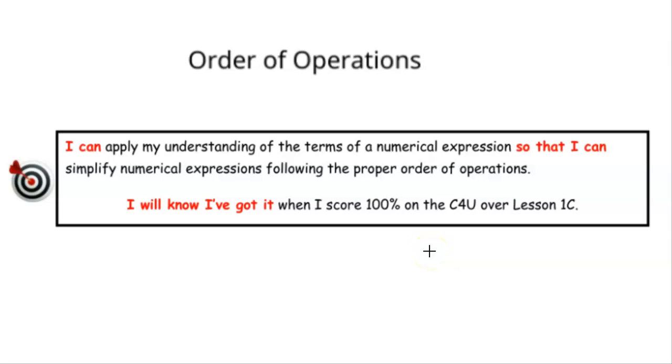So in this lesson, we're going to be discussing the order of operations and learning how to approach problems that need to be simplified. So the learning target is I can apply my understanding of terms of a numerical expression so that I can simplify that numerical expression following the proper order of operations. I'll know I've got it when I score 100% on the assignment my teacher gives me after this lesson.